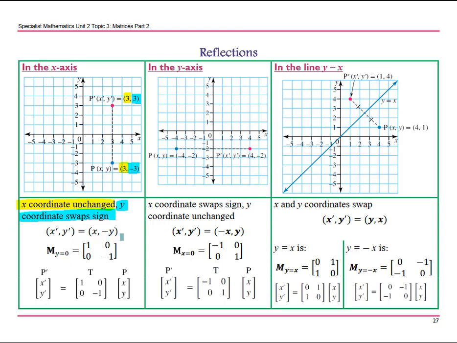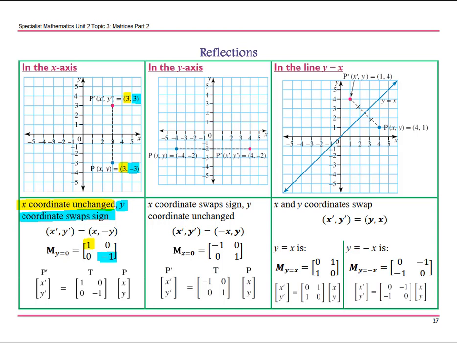So to put that in a matrix, we have 1, 0, 0, -1 because our y coordinate is changing sign. Our x coordinate is staying the same. So in terms of a matrix equation, the image of xy is equal to 1, 0, 0, -1 times xy. Now let's look at reflection in the y-axis.